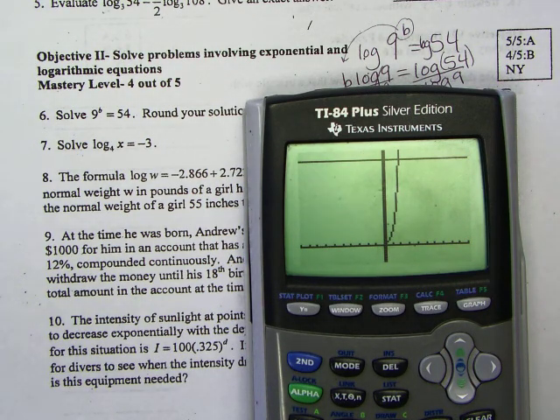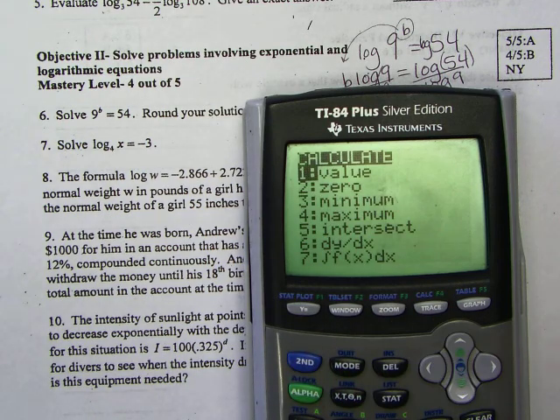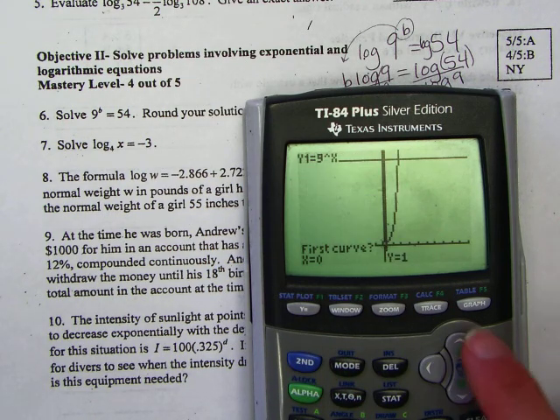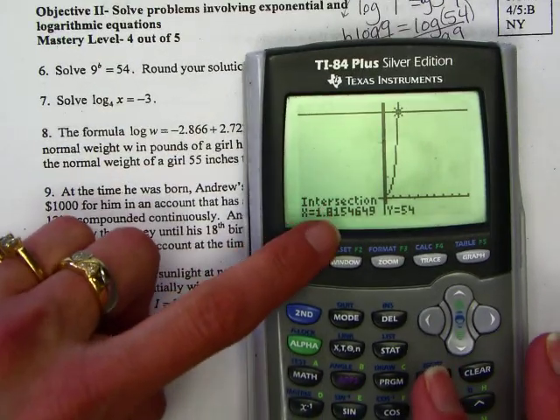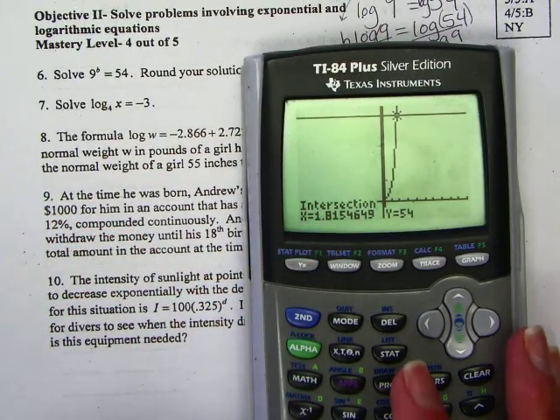All right, and then how do I find where they cross? Intersect, second trace, or calculate, number 5. And I don't like traveling on the equation, so I arrow up 1 to travel on the line. Just get close and hit enter 3 times. Enter, enter, enter. And there's that same answer. Okay.